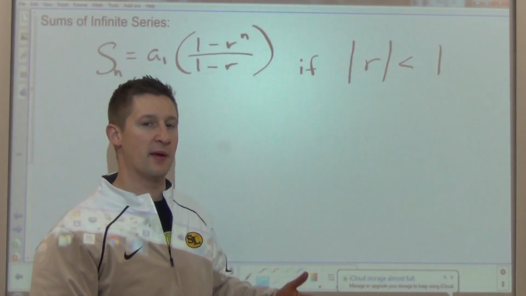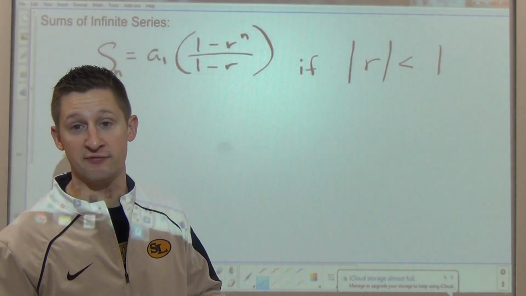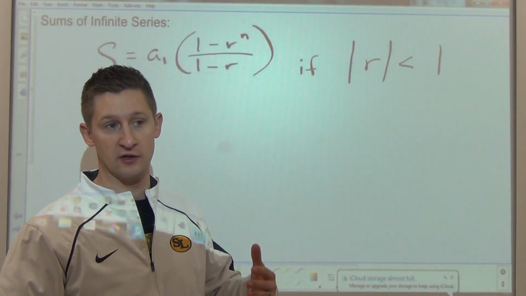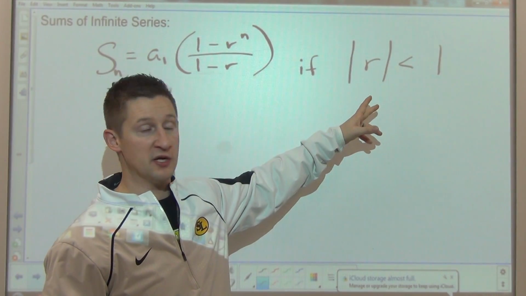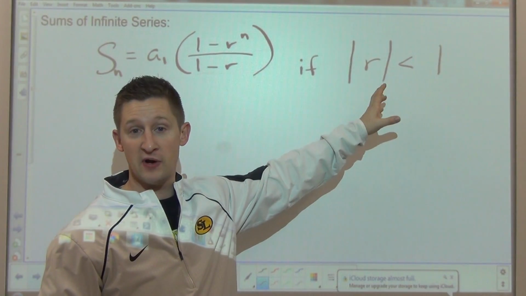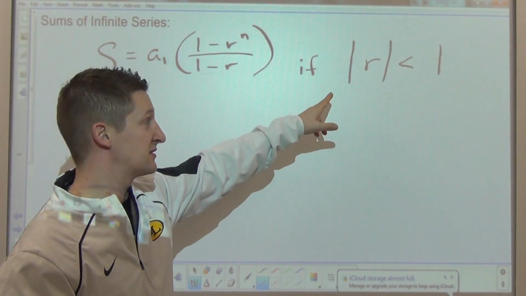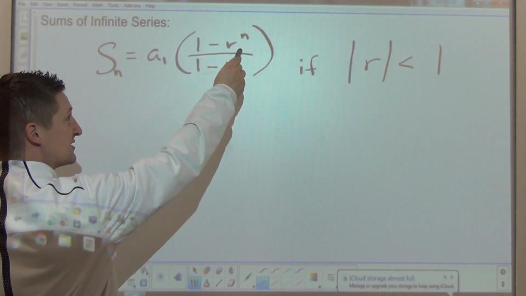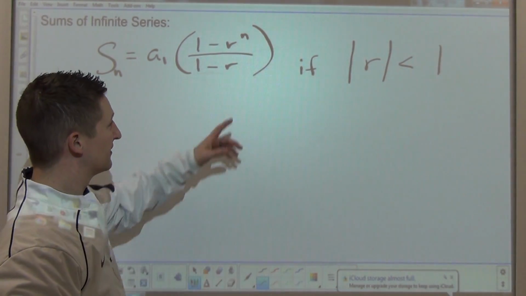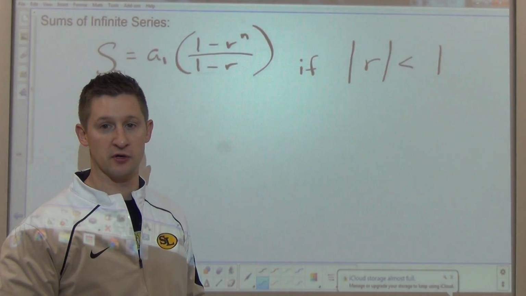Absolute value because maybe my common ratio is -1/2, -1/3, -2/7. The absolute value of all those things would be less than 1. So fractions that are less than 1 is a great way to think about it. If that's the case, when I take a fraction that's less than 1 and raise it to a really big number, that expression is going to get closer and closer to 0.